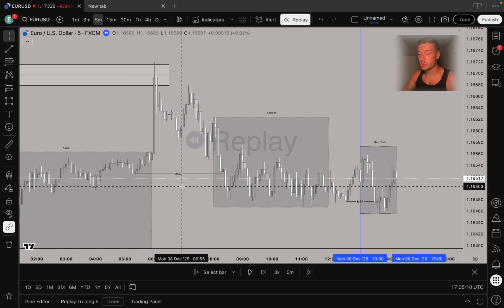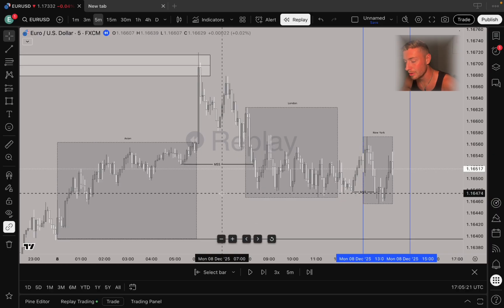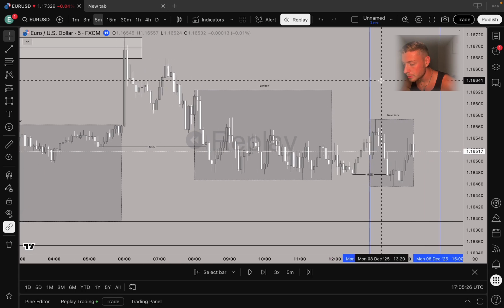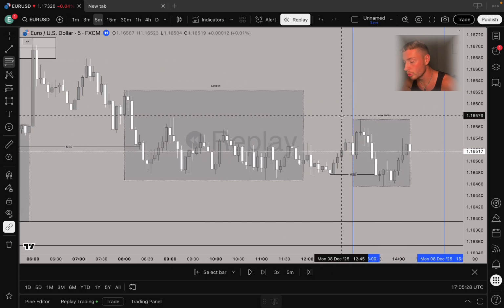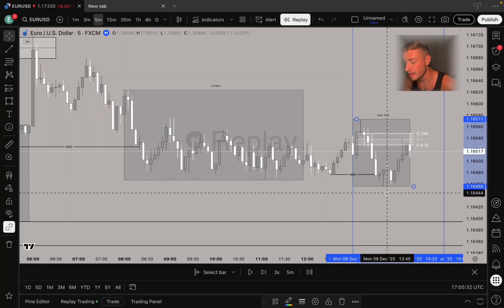So we had 2 market structure shifts to the downside, which is great. This is what we're looking for, and it's just building more confluences that we're going to go down. So we've swept that liquidity at New York Open, we've had a shift to the downside, and then we've drawn our fib. We've drawn the fib from the top of the market structure shift leg to the bottom.